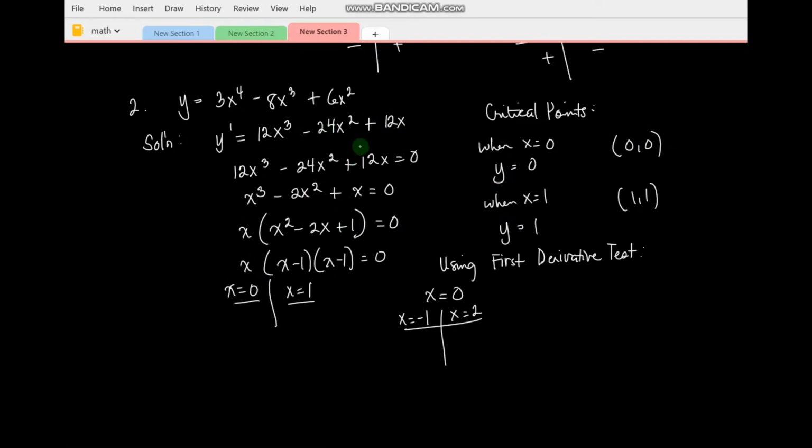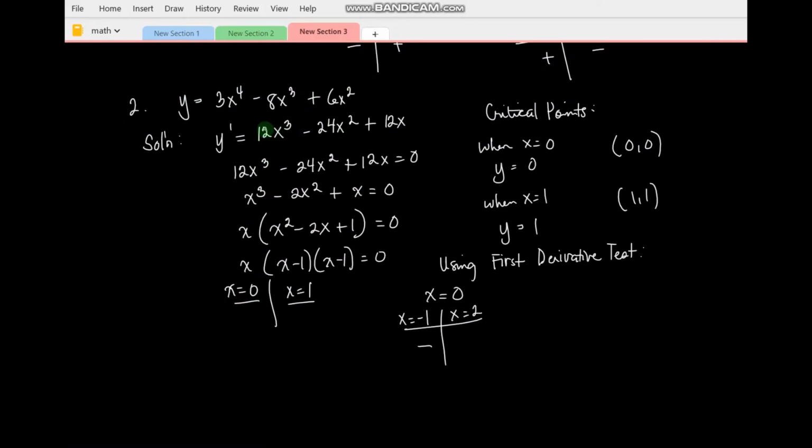So our first derivative is here, 12x cubed minus 24x squared plus 12x. So we replace x by negative 1. Negative 1 cubed is negative 1 times 12 is negative 12. Negative 12 minus 24 times 1, negative 12 minus 24 is negative 36, minus 12 is still negative.